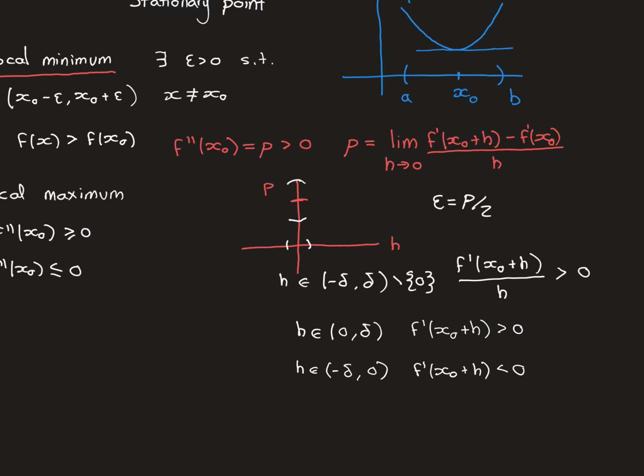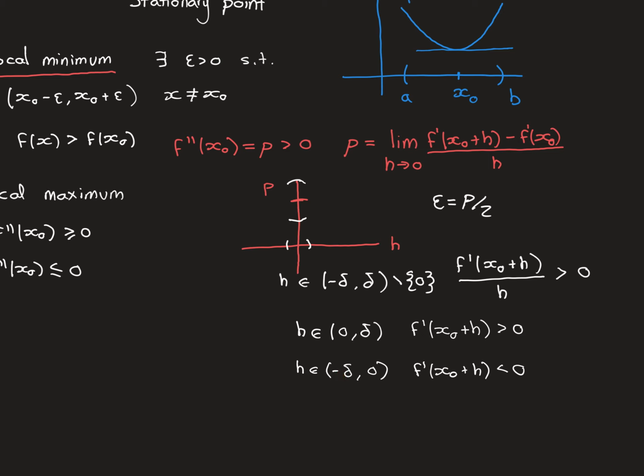Now I can take this further. I can split my interval into the two halves, the positive half, from 0 to delta, and the negative half from negative delta to 0. Now if my h is in that positive half, then the thing that I'm dividing through by here is positive. Therefore, if I'm going to overall end up with something that is positive, I can conclude that the numerator must also be positive. So if h is in this positive half of the interval, I can conclude that f prime at x0 plus h is greater than 0.